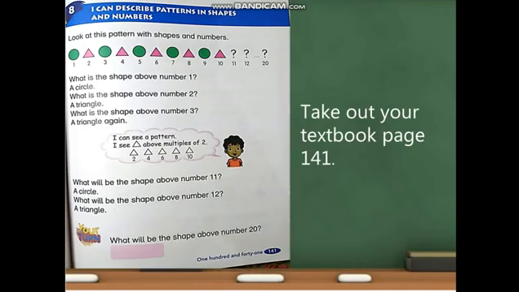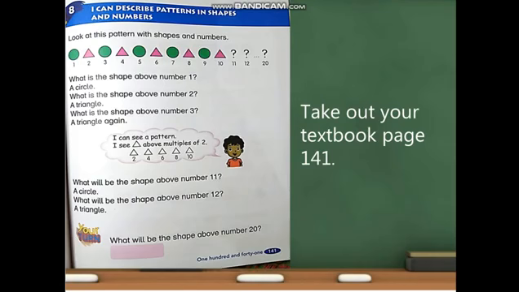Now, open your book, page 141. We are going to describe patterns in shapes and numbers. Look at this pattern with shapes and numbers. Number 1 until 20. There are circles and triangles. So, number 1 is circle, number 2 is triangle.